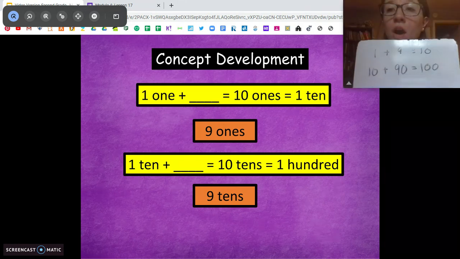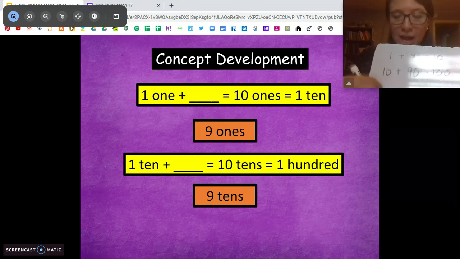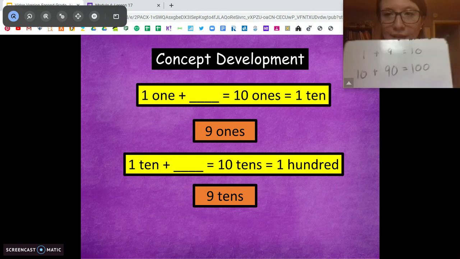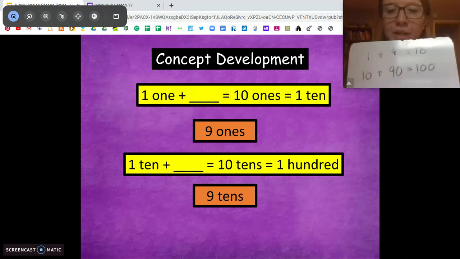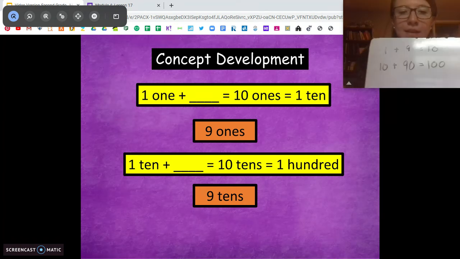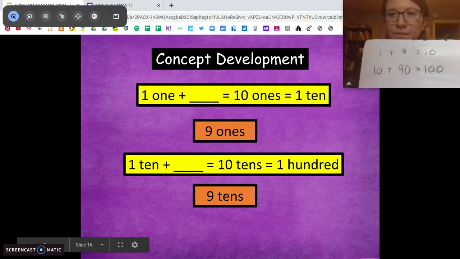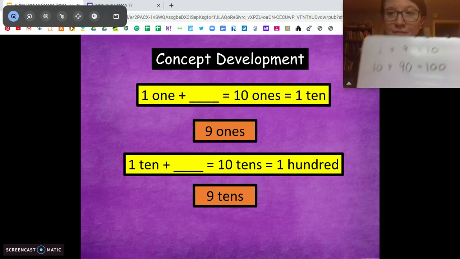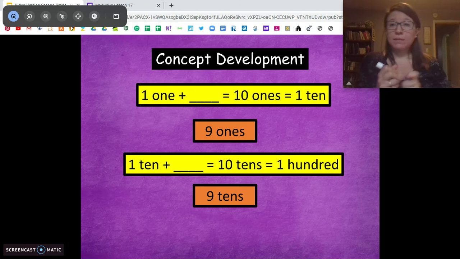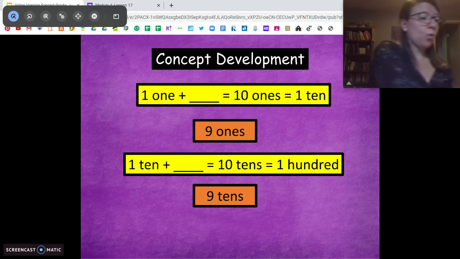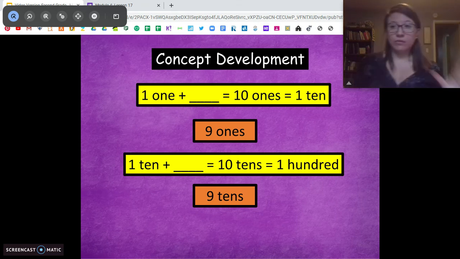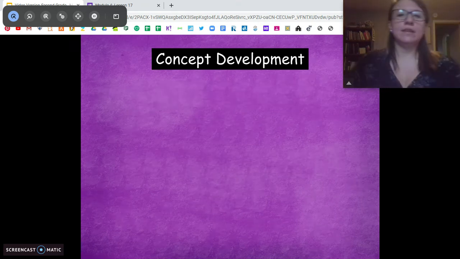I want you to pause and talk to someone at home about how these two problems are related. So do a little think, pair, share. Talk about how these two problems are related. Pause and do that now. Good. So that's what we're going to be talking about all today is relating ones to tens to hundreds. All right, let's keep going.